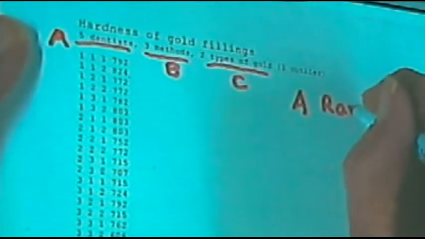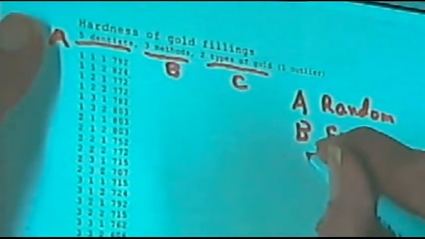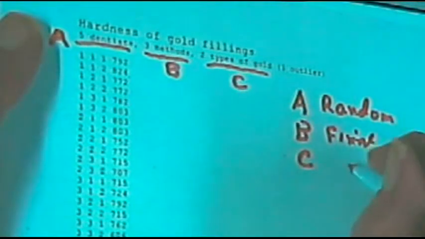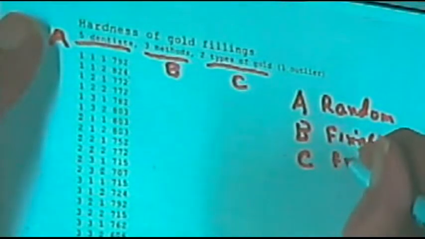Now, I think in this experiment I want A to be a random factor because I don't care about these 5 dentists directly. They're just 5 dentists that were selected from some available population of dentists, and so that's a random factor. B is the method, that's got to be a fixed factor. And then C, type of gold, 2 types of gold, that's got to be a fixed factor as well.